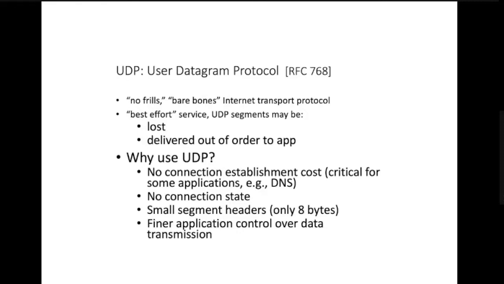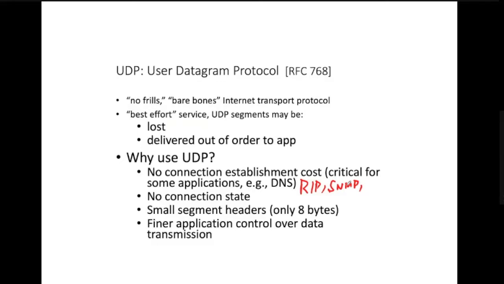Then there's an obvious question: why do we use UDP then? There are certain reasons, and by the way, there are many applications that make use of UDP, like DNS, RIP (Routing Information Protocol), SNMP, and many real-time applications that prefer using UDP. Why? Because of the following reasons.